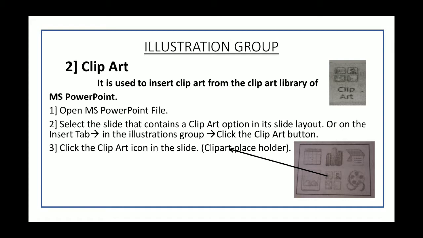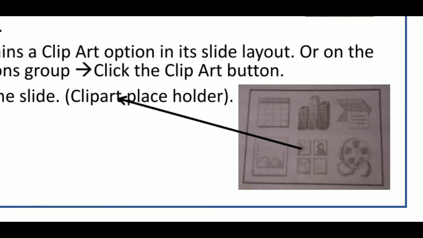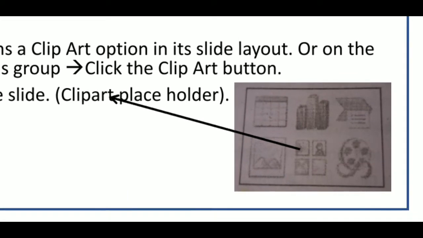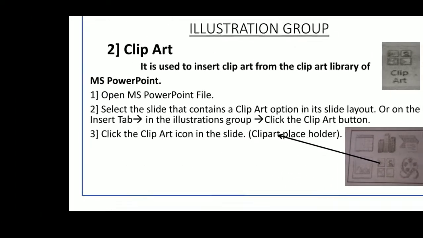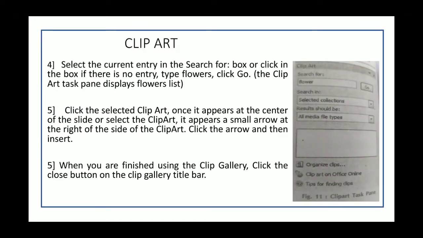Step 3 will be to click the clip art icon in the slide. Okay, it is a placeholder here. On the slide you are getting this clip art placeholder. You have to click on that clip art placeholder. Then the next, fourth step will be to select the current entry in the Search for box, or click in the box if there is no entry.